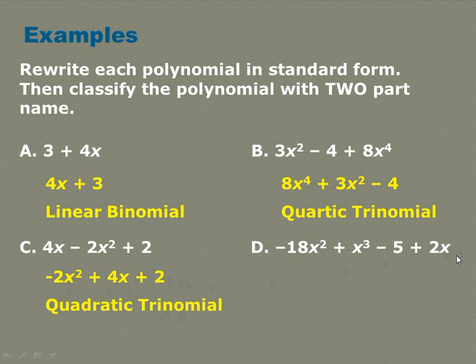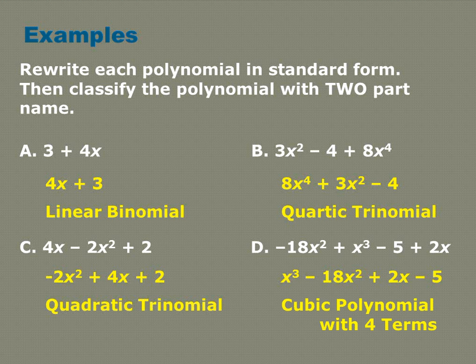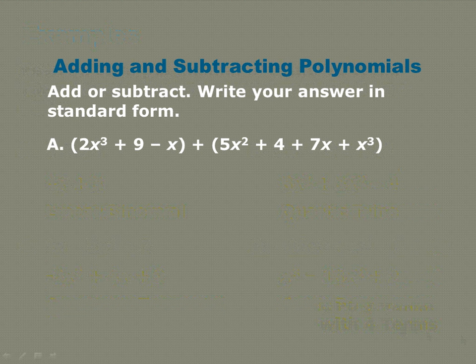And then this last one here in standard form would be x to the third minus 18x squared plus 2x minus 5. And then I would classify that by calling it a cubic polynomial with 4 terms. Make sure on quizzes and tests you don't just write cubic polynomial. You'll lose points if you don't also include with 4 terms.